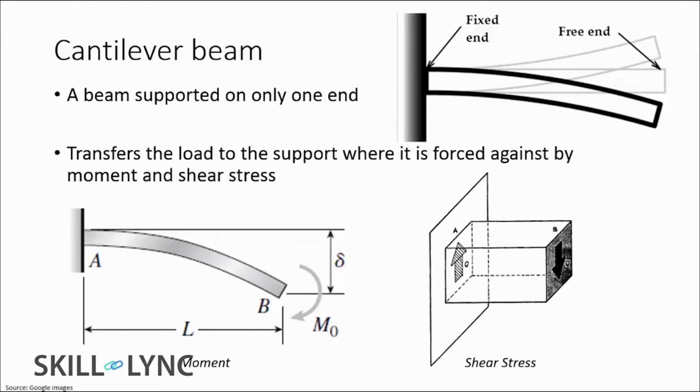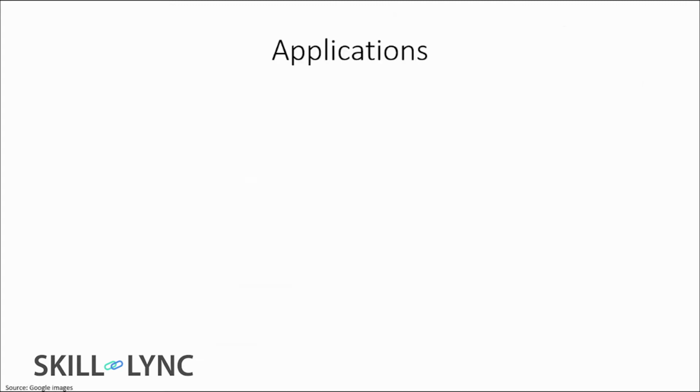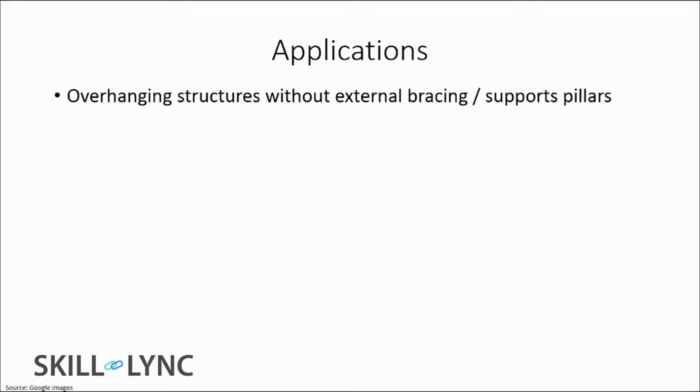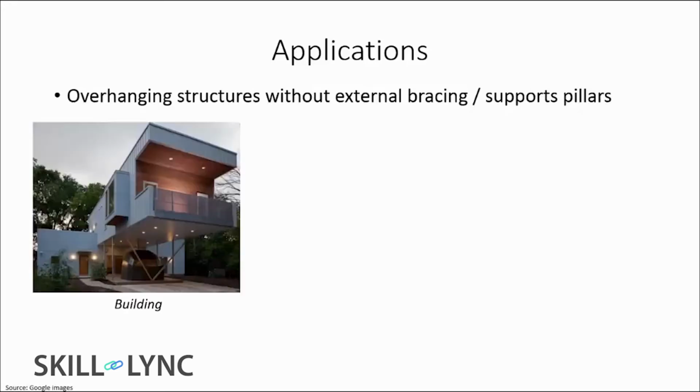Shear stress is defined as a stress which is applied parallel to the face of a material. Shear stress arises from the force vector component parallel to the cross section. Cantilevers are employed extensively in building constructions and in machines. Cantilever construction allows for overhanging structures without external bracing or support pillars.